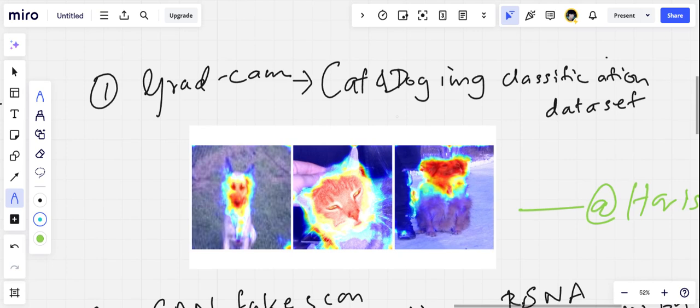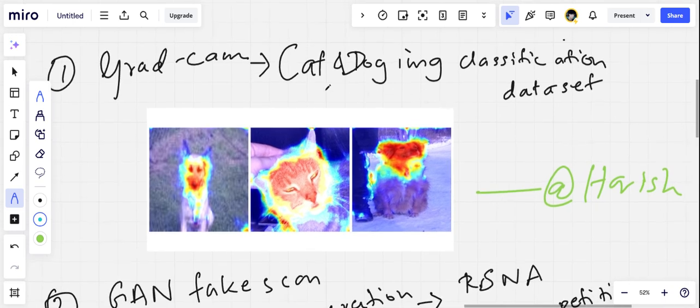So if we take the output of the model and backtrack step by step from where the output came, we can actually map in the original input image which parts contributed most, as a heat map. As you can see here, this part Harris will be doing using the cat and dog dataset for now. After this cat and dog dataset, we will use the spine dataset to find which part of the spine actually contributed to the severity of the disease.